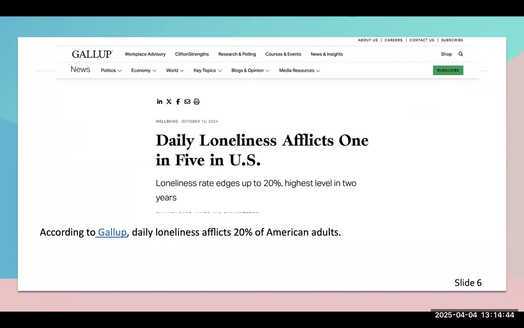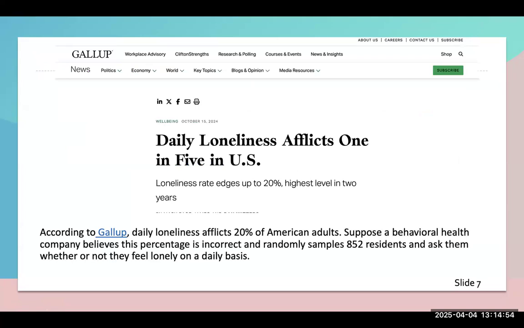Now let's go back to the article about daily loneliness. So we said daily loneliness afflicts 20% of American adults. This is from the news organization Gallup. Suppose a behavioral health company believes this percentage is incorrect, and they randomly sample 852 American residents and ask them whether or not they feel lonely on a daily basis. What is the null hypothesis?